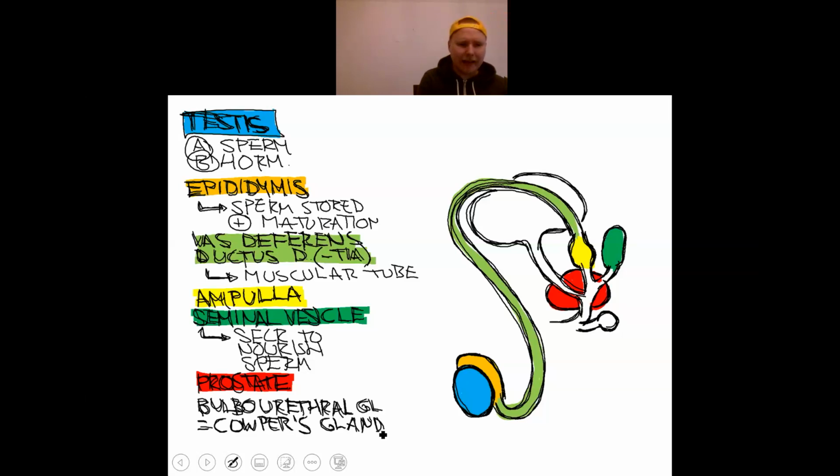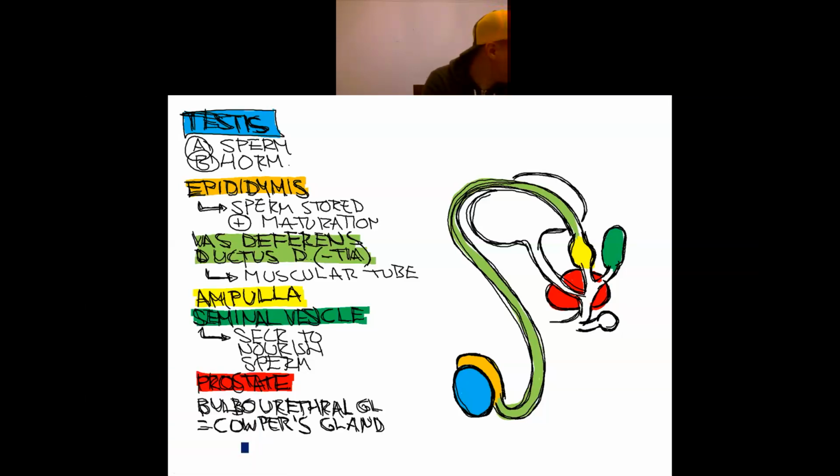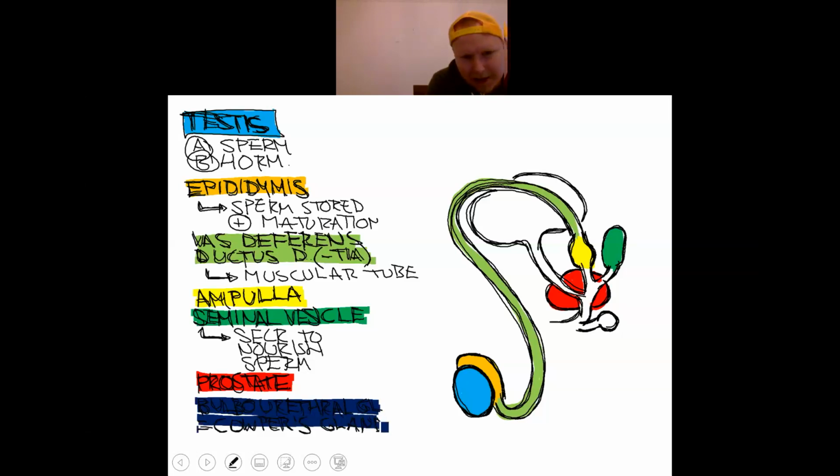So let's add that with highlighting as well to our diagram. I'm just wondering, will this cover the text? No, we can still see the text. I was worried that it's too dark of a color. But our bulbourethral gland, which is also known as Cowper's gland, is this gland that we see here. And now we have covered all the glands.